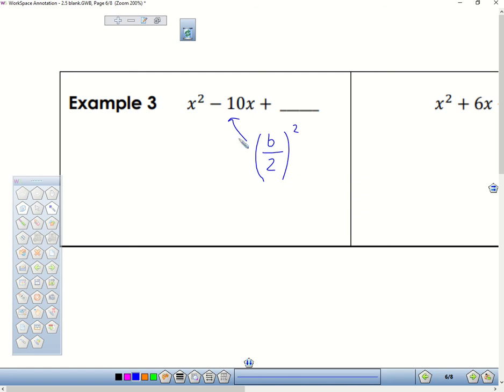So let's try it with our actual B term. So negative 10 divided by 2 squared. What is negative 10 divided by 2? Good, negative 5. And what is negative 5 to the second power? 25. Good, 25. That's how you come up with your new C term. And now, this would factor now, right? This would factor into x minus 5 and x minus 5.